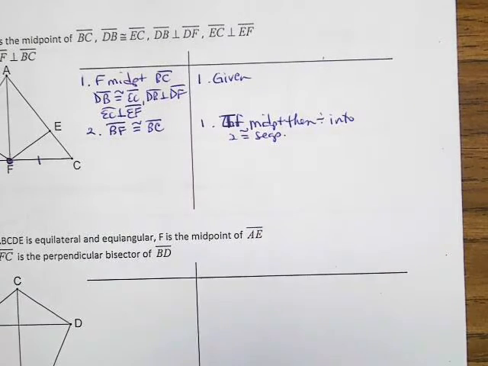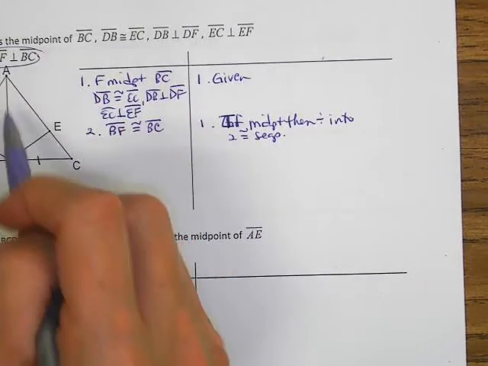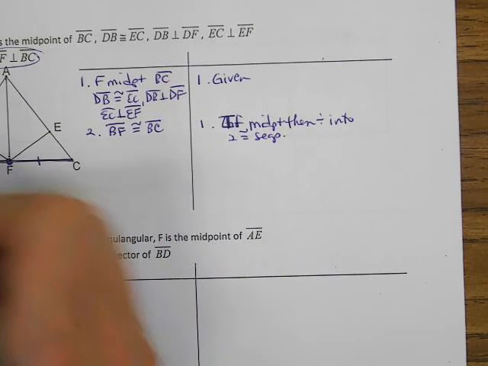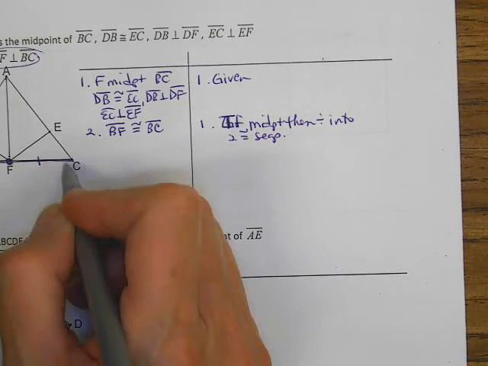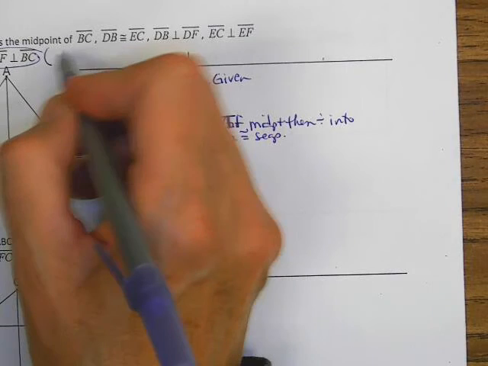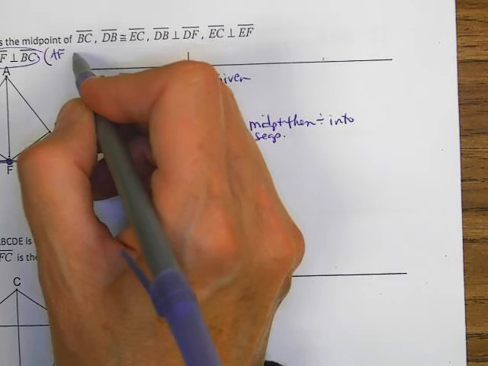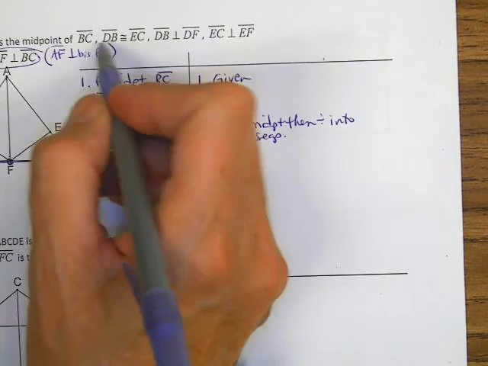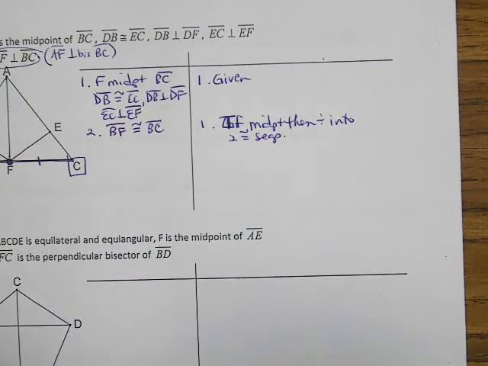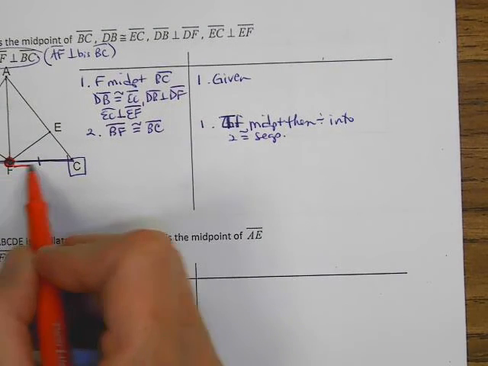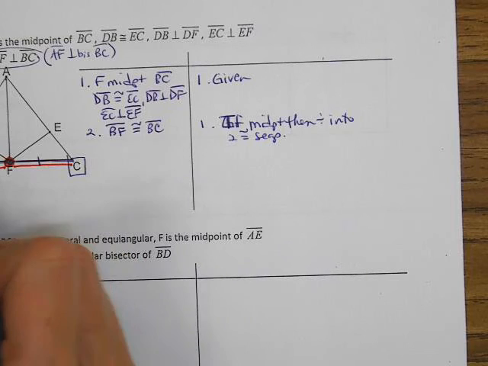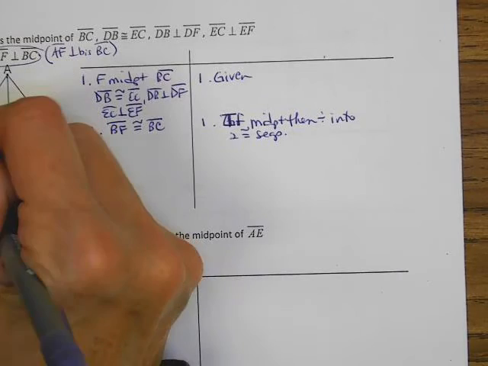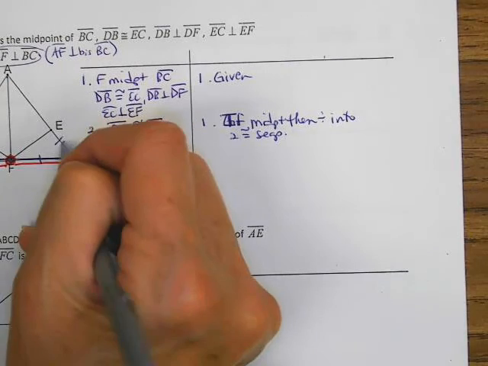All right, now look, I'm trying to prove perpendicular. I want AF to be perpendicular to BC. So I'm thinking if I can establish a perpendicular bisector for BC, I can prove this. So I'm really trying to prove that AF is the perpendicular bisector of BC, and that will cover it. I would argue that I already have 1 point. I have point F that's equidistant from C and B. That's 1. I need a second point. Well, let's see what else I have. DB congruent to EC.